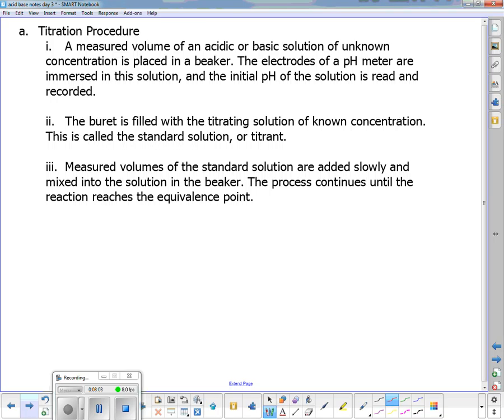You're going to have a measured amount of an unknown concentration placed in a beaker. That is known as the analyte. So when I talk about an analyte, that's your unknown. That's what I'm trying to figure out. Okay? If we were doing more high-tech, we'd use electrodes to figure out the pH of it, but we're not.